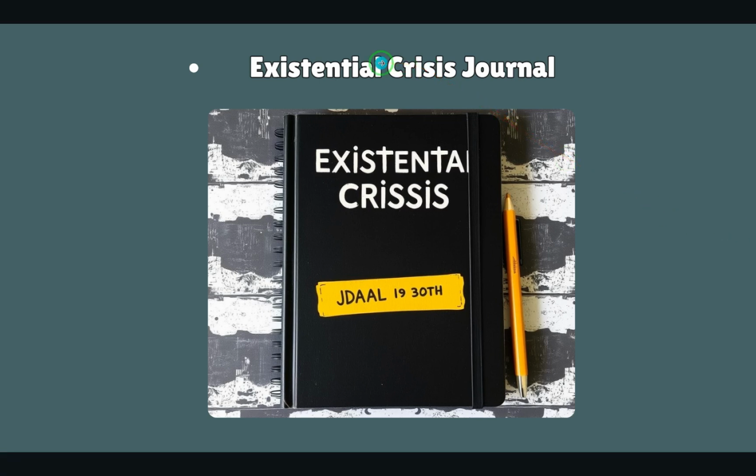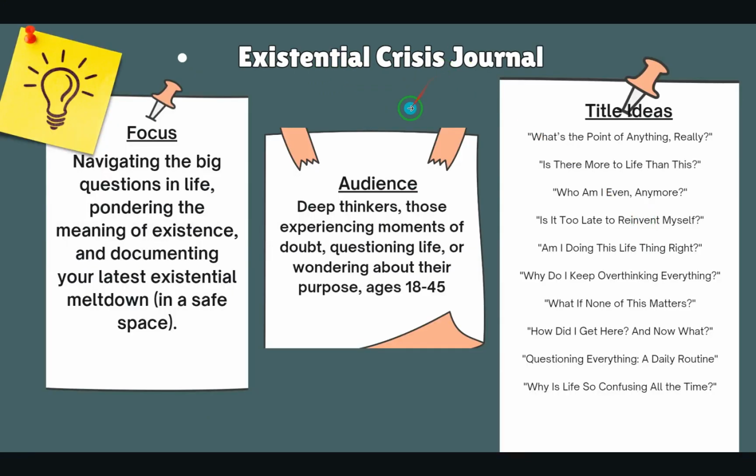Here is another example of a journal that you can actually create: an existential crisis journal. So let's look at the audience for this one. These are deep thinkers, those experiencing moments of doubt, questioning life, or wondering about their purpose. The ages are between 18 to 45. They would want a journal for navigating the big questions in life, pondering the meaning of existence, and documenting their latest existential meltdown. Okay, in a safe space, of course. That's why they would need a journal, so that they can write down what they would want to share with others. So here are title ideas.